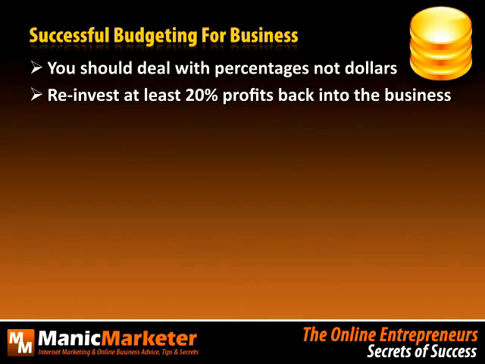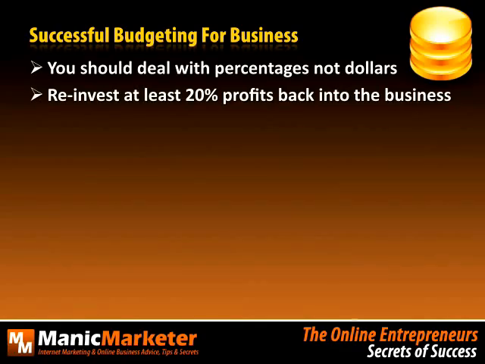Now, each business is different, but it's a lot easier to deal with percentages. And I always try and put 20% back into developing the business and really promoting it, growing it, whatever I can. And dealing with percentages is a lot easier. For example, if your monthly income was, say, $10,000, it's a lot easier to say, 20% of that's $2,000. That's a lot easier to take a percentage, because your monthly income may vary. It may only be $8,000 next month and $12,000 the month after. It's a lot easier to take a percentage of that and deal with that when you're budgeting.